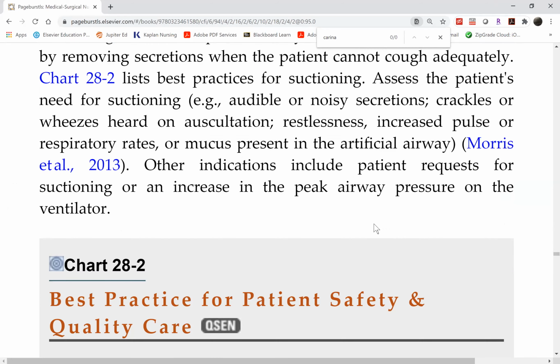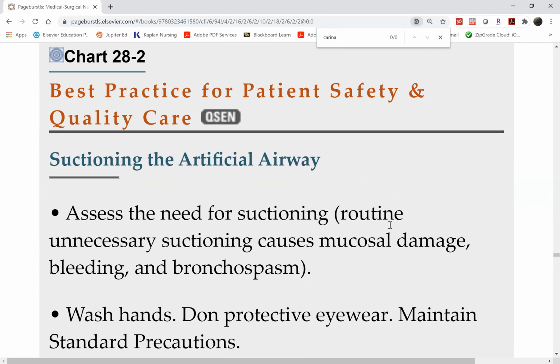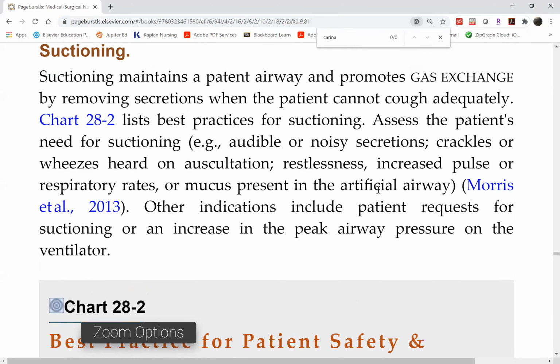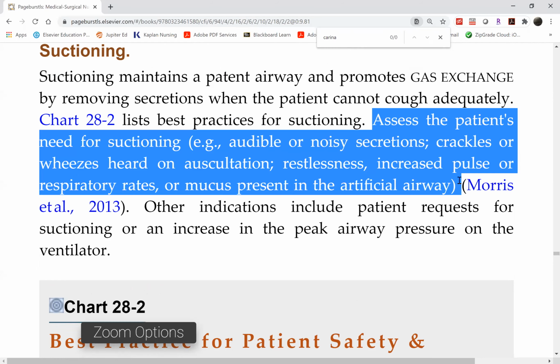All right, here. Chart 28-2, page 541. This is suctioning the airway. So let's look at when do we suction? These are your indications. There are some indications also listed in chapter 32, but there are some here. I'm just telling you because I might get it from here, because there's some tiny bits of difference. So these are the indications that the patient needs to be suctioned.